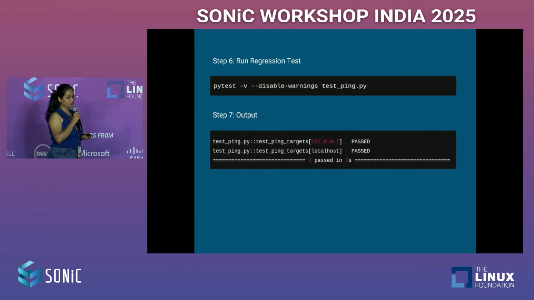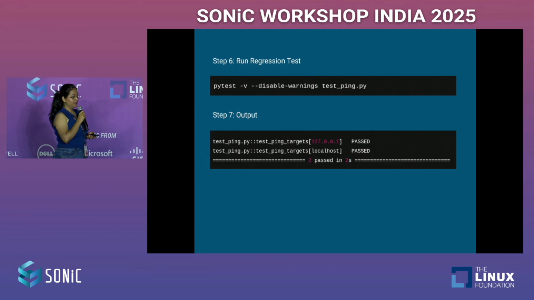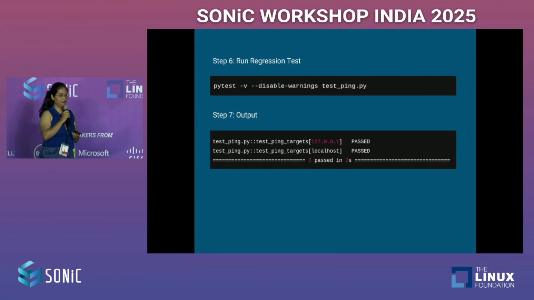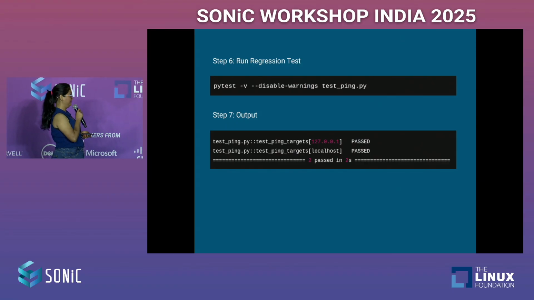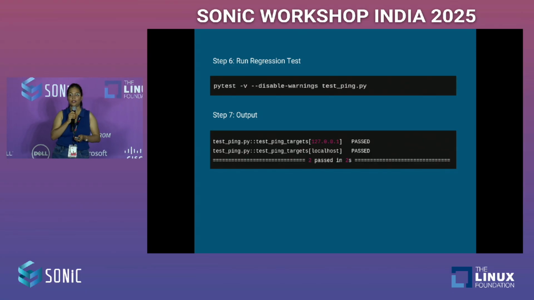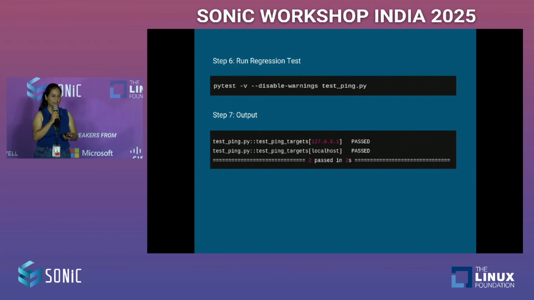Now moving to the command in step 6, we'll run a simple PyTest command to run that test ping.py file, and likewise we get the output of pass and fail. So this is a simple demo of how you can run SONiC on virtual labs and get your testing done for hardware networks.